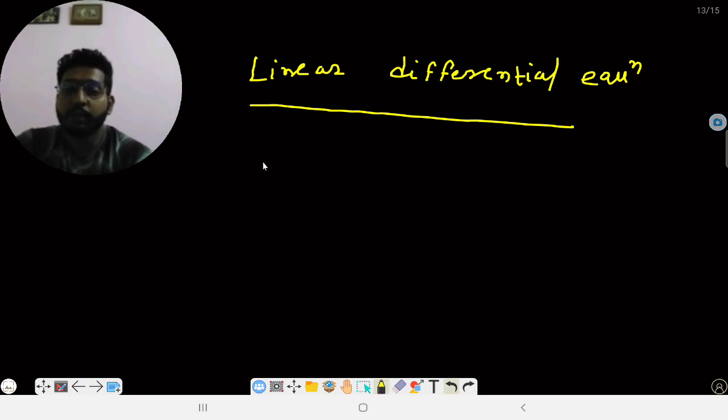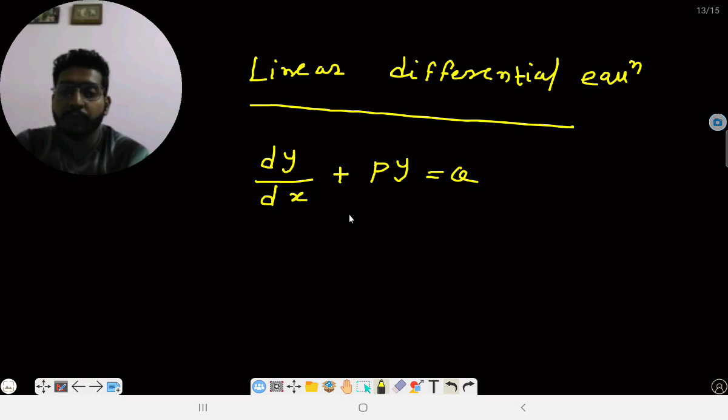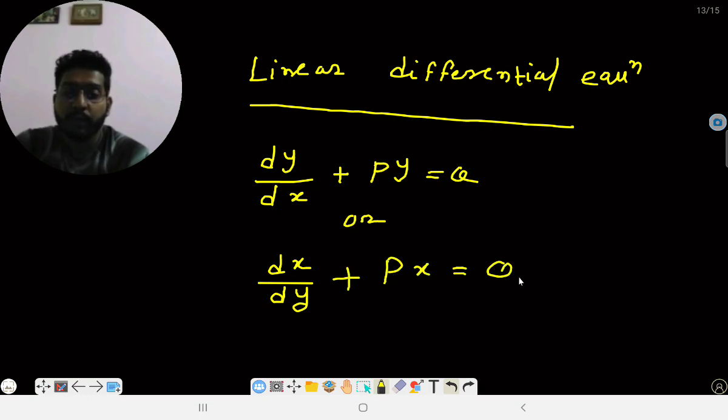Now what is a linear differential equation? Whenever a differential equation is of the form dy/dx plus py equals q, or dx/dy plus px equals q, then this is called a linear differential equation. Okay, whenever a differential equation is of this form, this is called the linear differential equation. Look, y is here, y is here, y and y in one line, so this is called a linear differential equation.